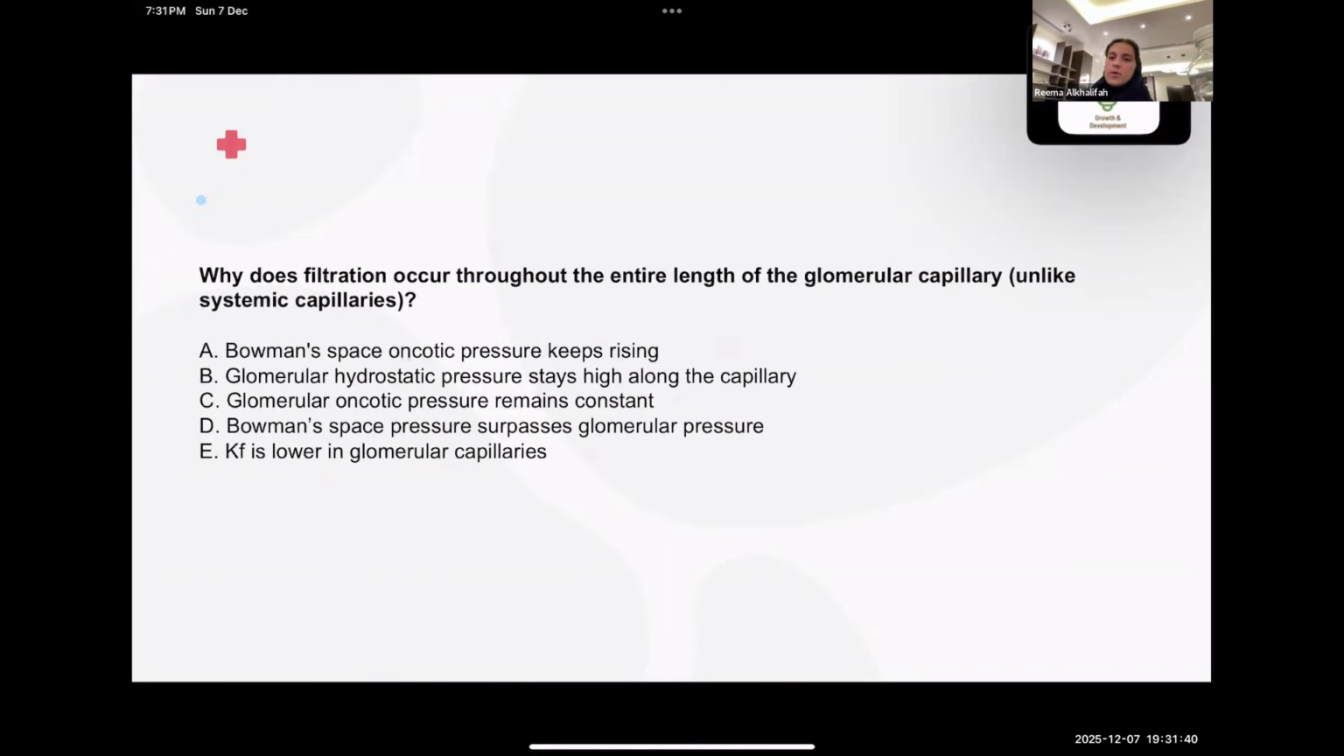Okay, now we're going to start with questions. Type your answer in the chat, okay? So why does filtration occur throughout the entire length of the glomerular capillary, unlike the systemic capillaries?